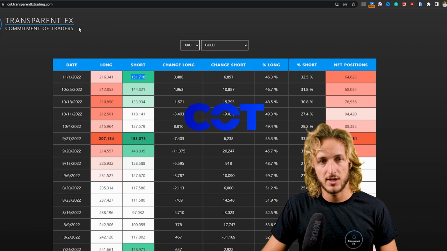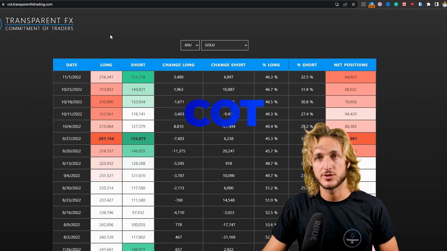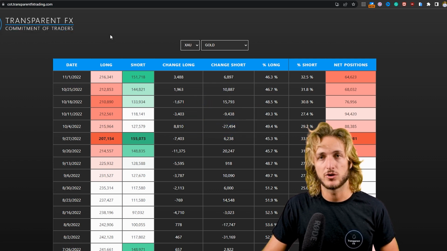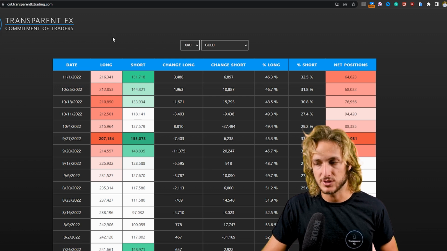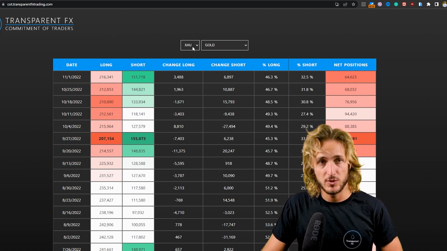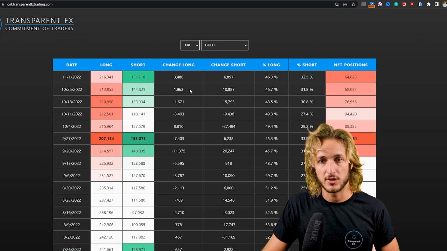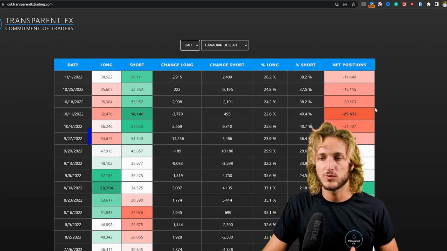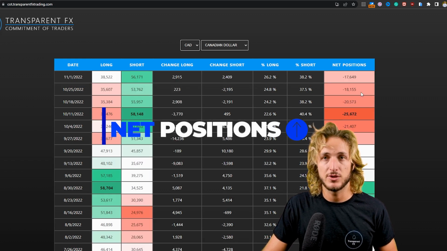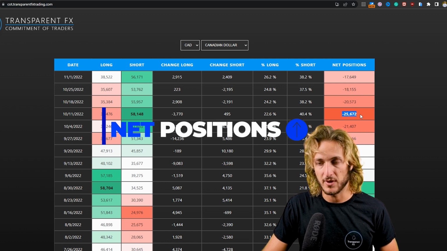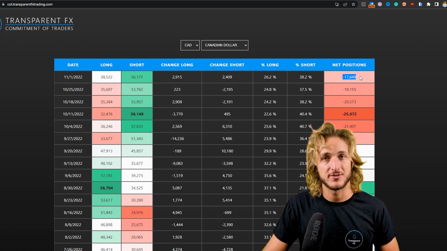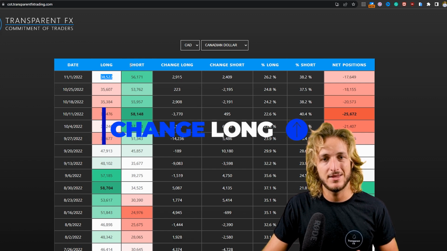Now, if we go and see what we have when it comes to the commitment of traders, so the COT data, which is what the non-commercials, so the biggest speculators in the market are doing, and we check the data specifically for the CAD, what we can see is that with the last report, we have seen an increase of the net positions. We went from having minus 25k, we now have minus 17k, showing an increase of longs from 32 to 38k and a decrease of shorts from 58 to 56k.